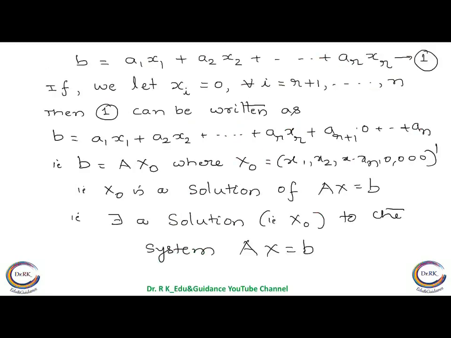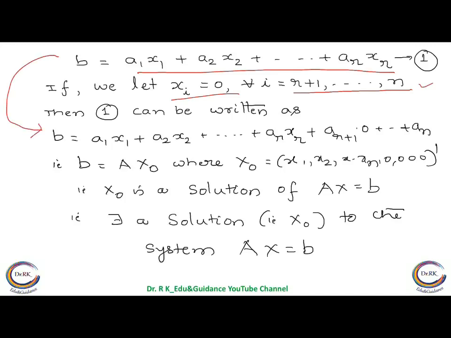That means B can be written as A1 x1 plus A2 x2, so on, AR xr. If we let xi equal to 0 for i from R plus 1, R plus 2, so on, n, then equation 1 can be written as A1 x1 plus A2 x2 plus AR xr plus A(R+1) into 0 plus A(R+2) into 0, so on, An into 0.